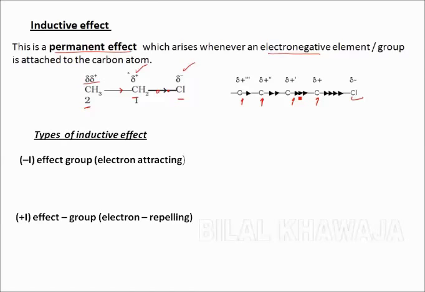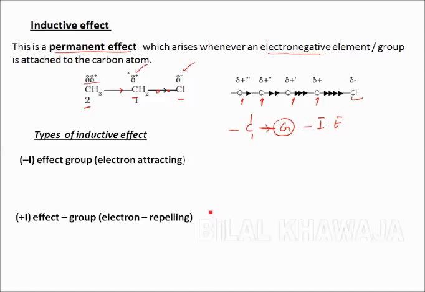Now there are different types of inductive effects. Some groups, like chlorine, if you attach chlorine to the carbon, take electrons away from the carbon. If you attach a group which pulls the sigma electrons away from the carbon, we say this group has a negative inductive effect.